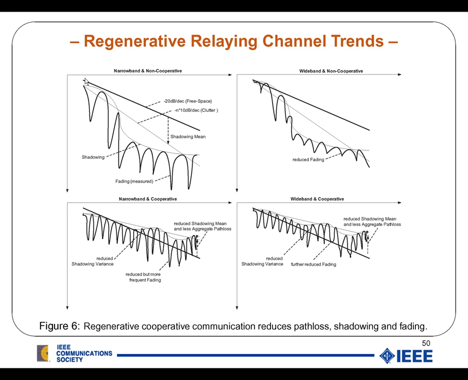So if we have a free space case, we have a loss of minus 20 dB per decade, but because we got some clutter, and that clutter causes some shadowing, and that shadowing mean is absorbed in the path loss, we get a slope which is steeper than 20 dB per decade, and we therefore get a slope which might be minus n multiplied by 10 dB per decade, where n may vary between 2 and 6.